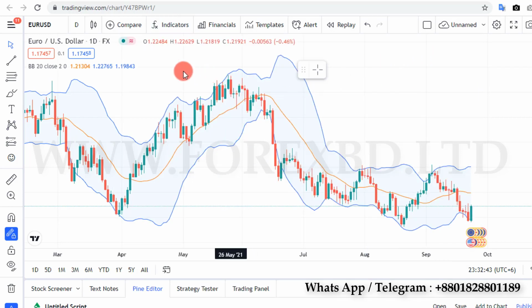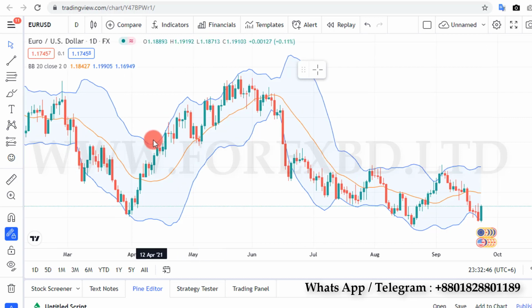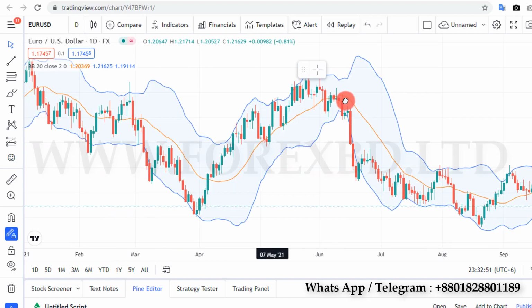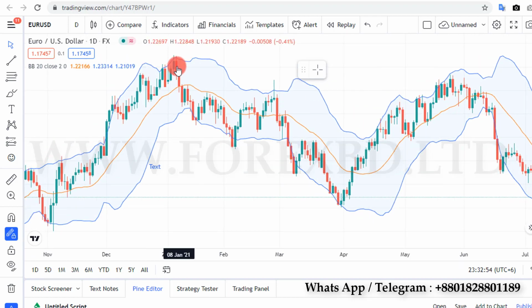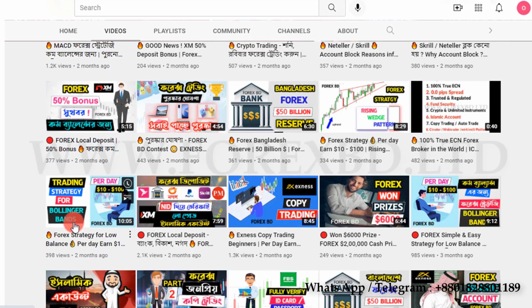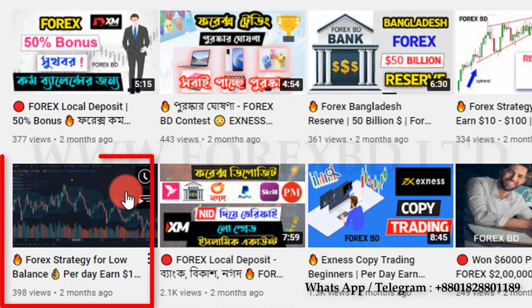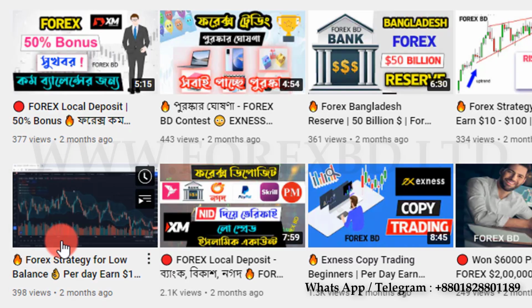The line you see at the top is called the upper band, and the line at the bottom is called the lower band. So when the market goes up and touches the upper band, you will take a sell order, and if the market goes down and touches the lower band, you will take a buy order. The market is always between the upper band and lower band, and there are a number of things. We have already uploaded a video about everything, so those who have not seen it must watch this video. You will understand this strategy clearly.